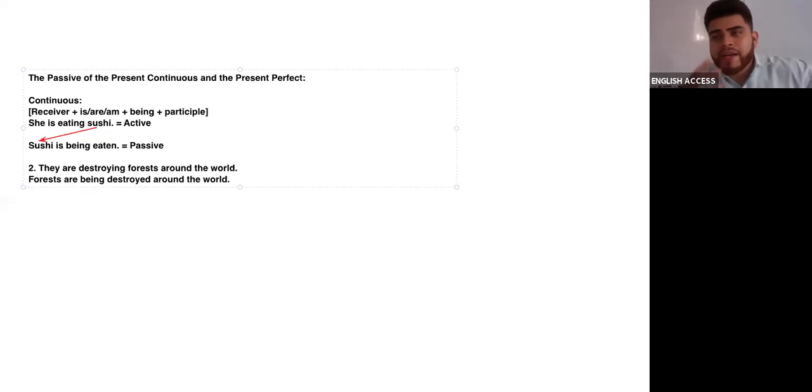You know, because you can make almost every tense, the present, the past, continuous, you can make everything passive voice. Now, I know it sounds a little ridiculous, but we use passive voice to sound more formal and to emphasize the object. In this case, they are destroying forests around the world. We don't care about them. We care about the forests. She is eating sushi. Sushi is being eaten.